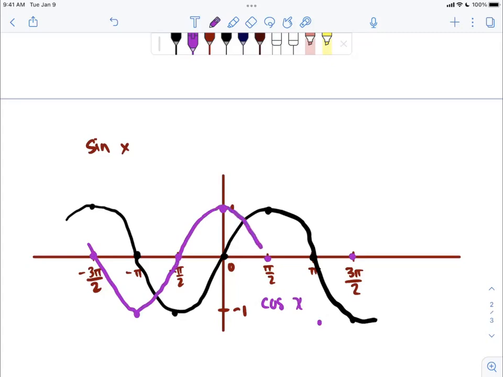The graph of tangent is a little bit different. It'll actually have some asymptotes because when cosine is 0, the tangent is undefined and it goes off to infinity. And those are all the odd multiples of pi over 2.